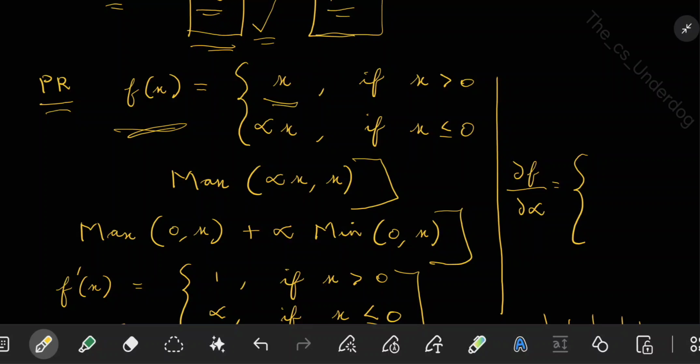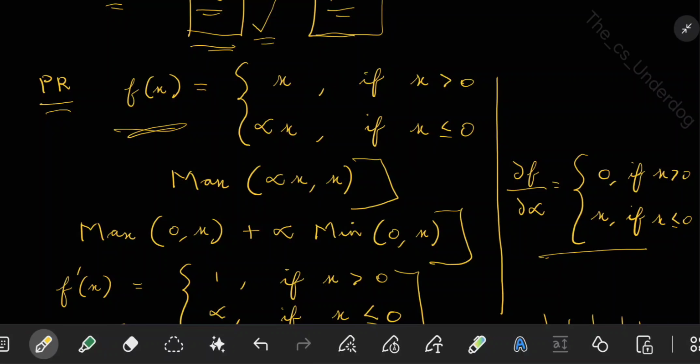There is no alpha term involved here. So the derivative of this x with respect to alpha will be 0. So whenever x is greater than 0, your derivative with respect to alpha is 0. What about this term alpha x? If you take the derivative of alpha x with respect to alpha, you will get x. So it will be x whenever x is lesser than or equal to 0.